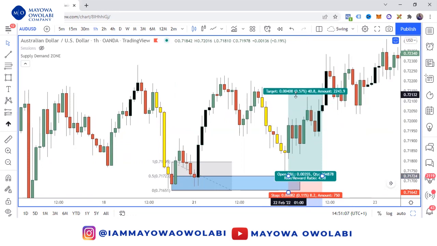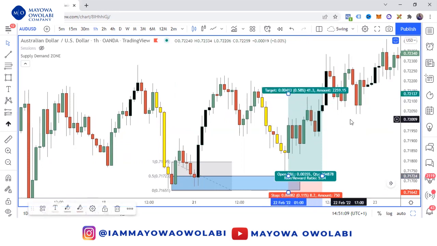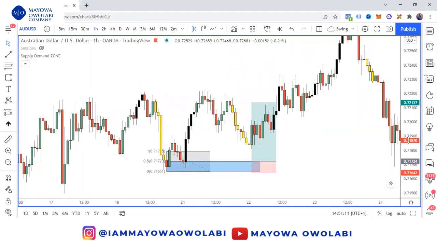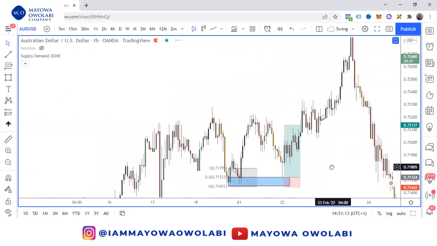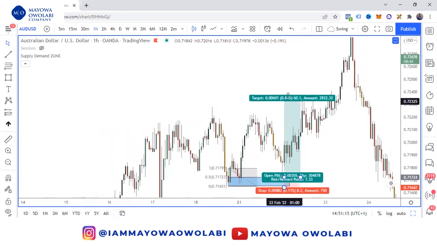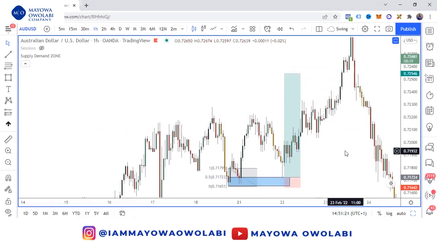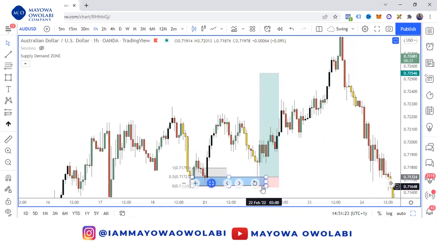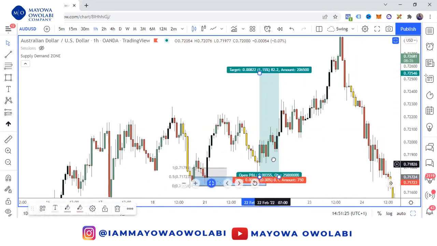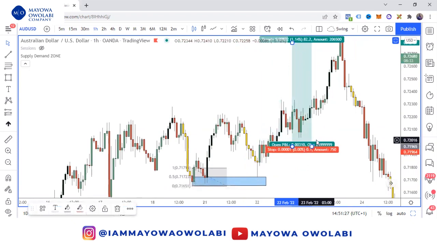Take profit 1 to 5. Then take profit 2, depending on your approach of trading, you can come out at 1 to 10. If you're not using Fibonacci, you can do 1 to 10. Then immediately 1 to 5 is banked. You want to start moving your stop to break even and you keep following it and you're good to go.